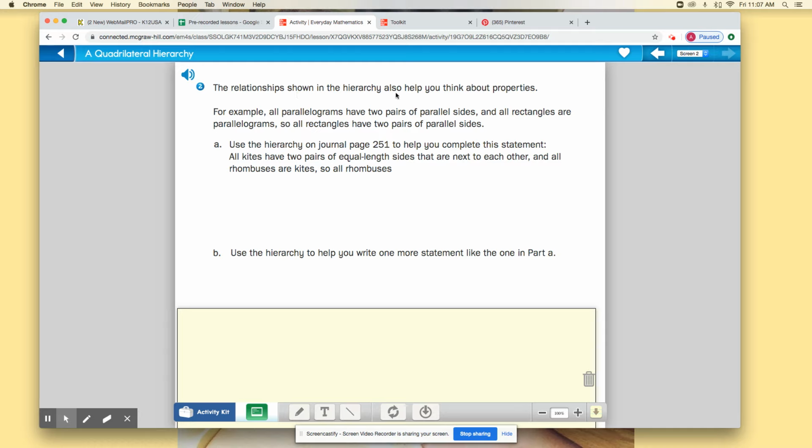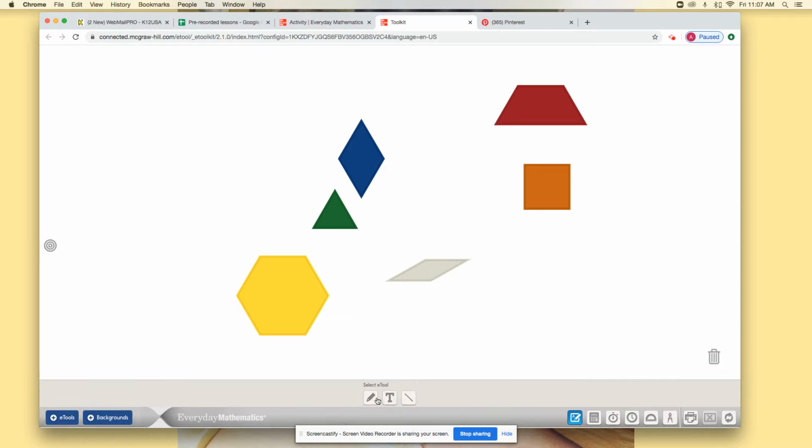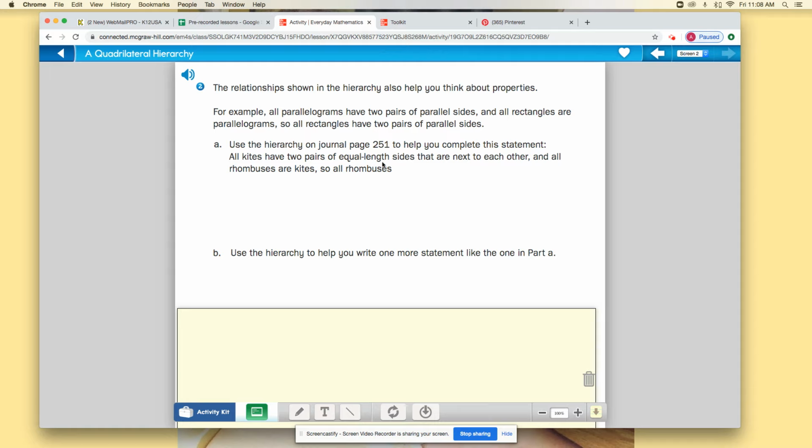The relationship shown in the hierarchy also helps you think about its properties. For example, all parallelograms have two pairs of parallel sides, what we just talked about, and all rectangles are parallelograms. Go back to your toolkit. If you see a rectangle, which is not on here, so I am going to draw it. This side is parallel, and then this side is parallel. So two sides opposite are parallel.